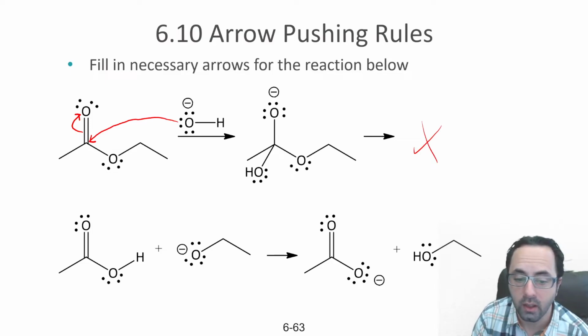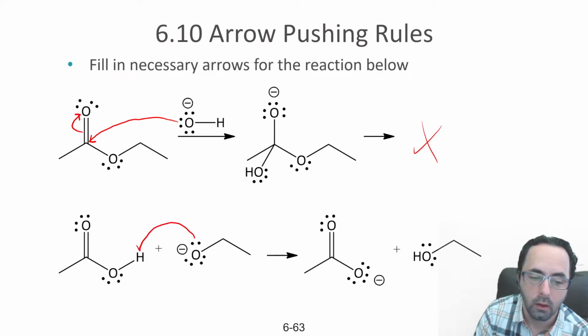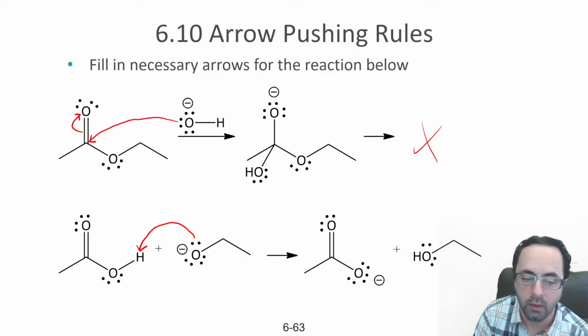So we've got one more example here, and in this one we have a proton transfer. There's no hydrogen attached to the oxygen here, but in the end there is. So this base is grabbing the proton, and these electrons.